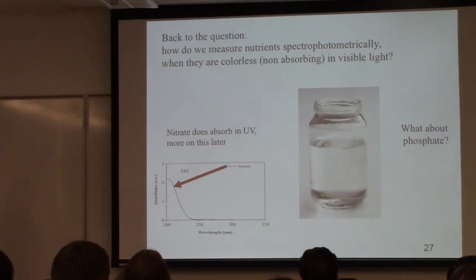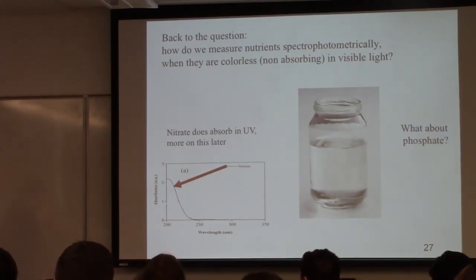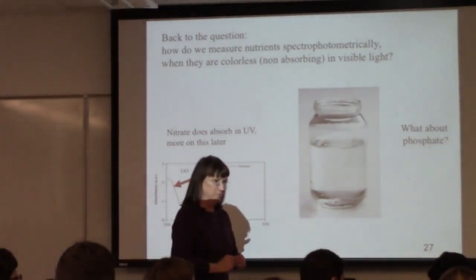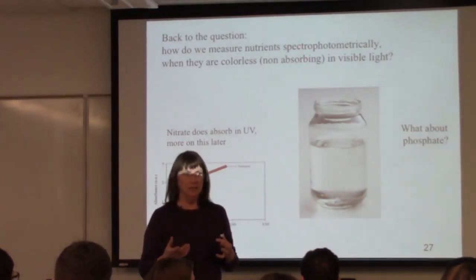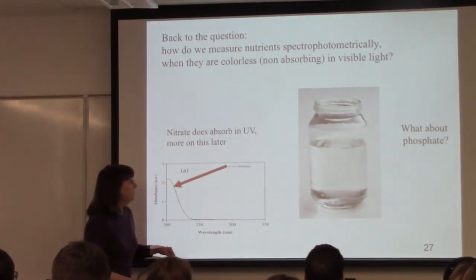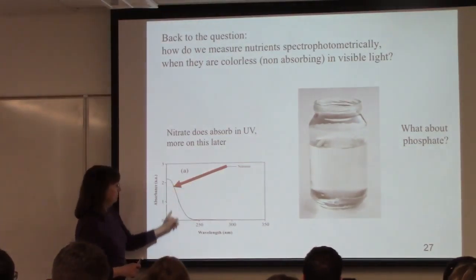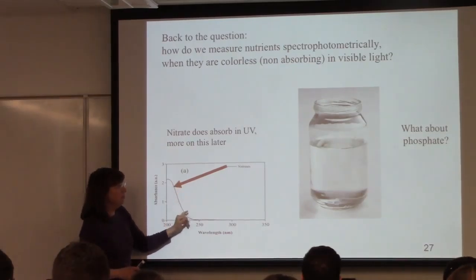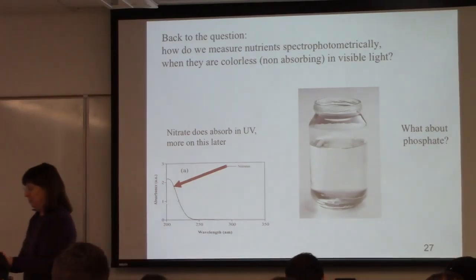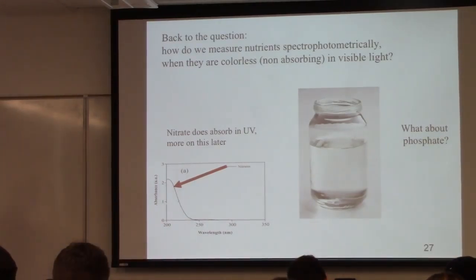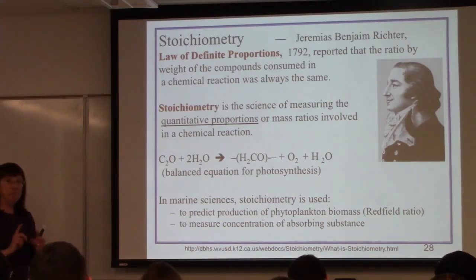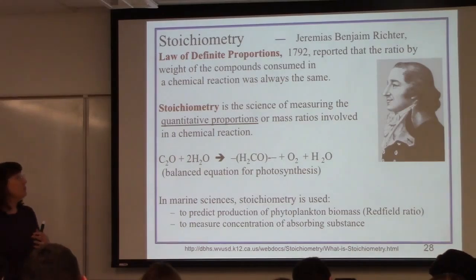So back to the question. If phosphate is as colorless as your water, let's forget the fact that you have it in an orange bottle. If somebody has a clear bottle, you could look at it and say, this is what seawater looks like. It's clear. So nitrate is a special case because you can measure it in the UV, but phosphate is clear in the UV, in the visible, and in the IR. So how do you measure it? Two things that you have to keep in mind. One of them is Beer's law, and the other one is stoichiometry.